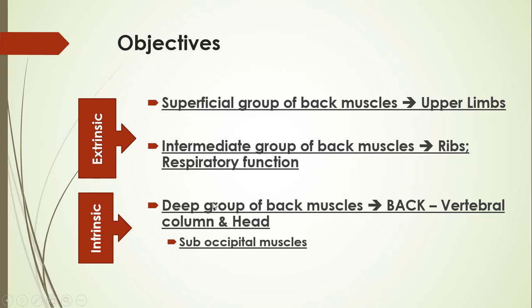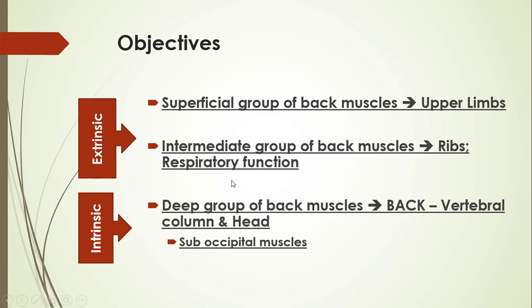They are also organized into extrinsic or intrinsic, depending on the embryological origin and the type of innervation. The extrinsic muscles are the superficial group and the intermediate group. And why are they called extrinsic? Because embryologically they have developed from regions outside the back, while the intrinsic or deep group has developed embryologically from the back.